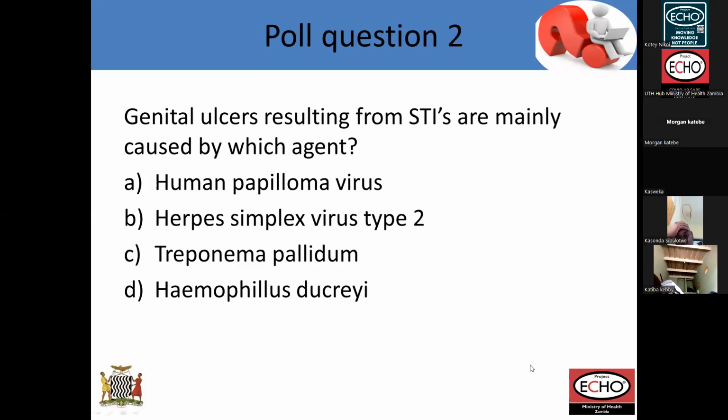Okay, great. Which brings us to our second poll question. Genital ulcers resulting from STIs are mainly caused by which agent? A, human papillomavirus, B, herpes simplex virus type 2, C, Treponema pallidum, and D, Haemophilus ducreyi.